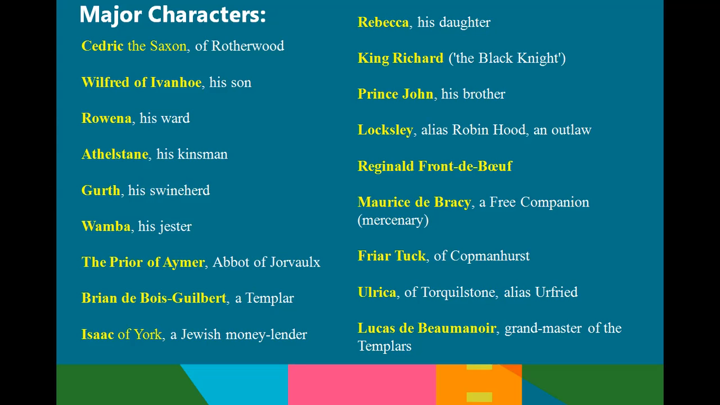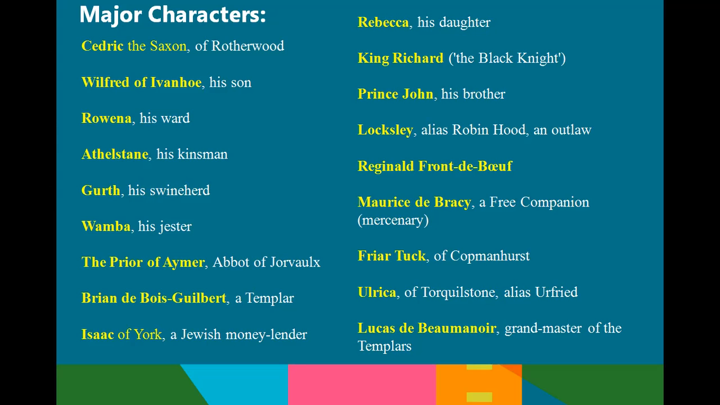The next character is Friar Tuck. Friar Tuck is introduced as a monk, the monk clerk of Copmanhurst, but later on he is revealed to be one of the merry men of the gang of Robin Hood.